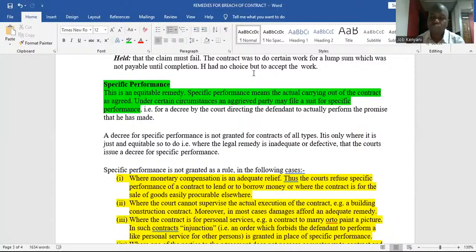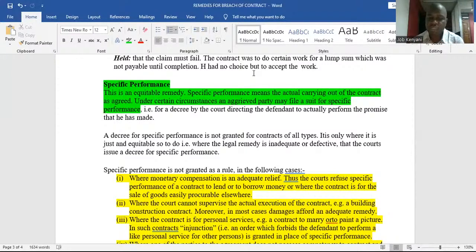Also, where the court cannot supervise the actual execution of the contract, they can't compel people to continue with that contract, yet the court cannot supervise. They don't know what will happen, so maybe the breach will actually continue. So where the court cannot supervise, specific performance is not the best remedy.